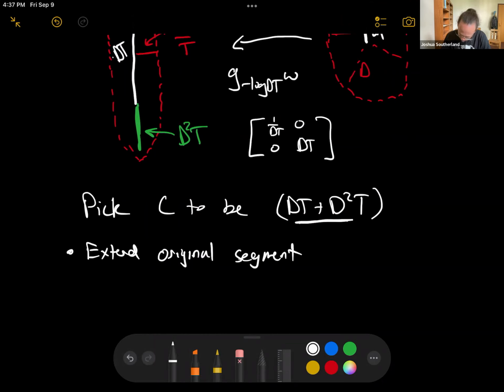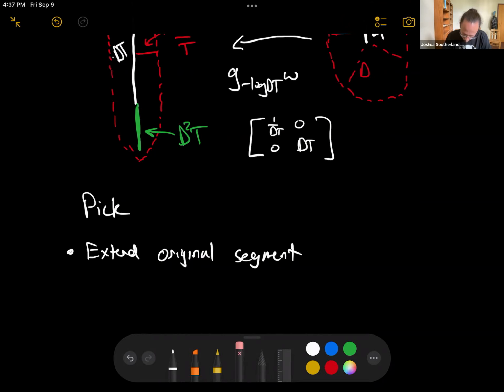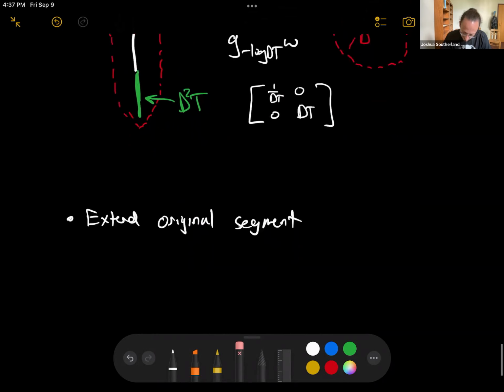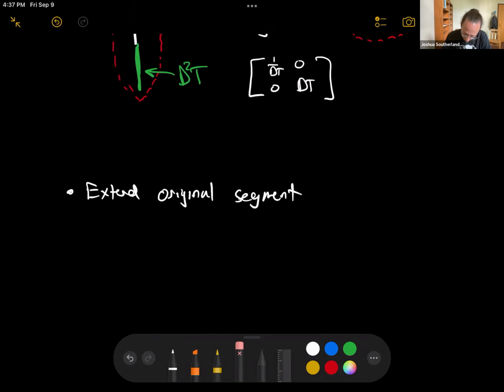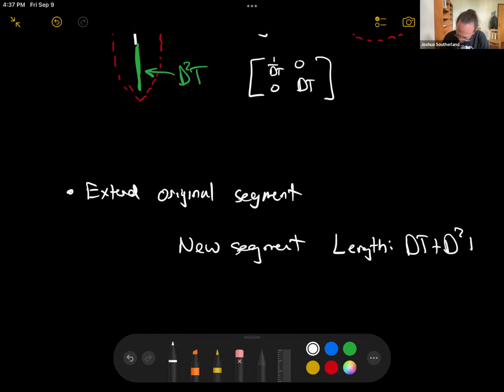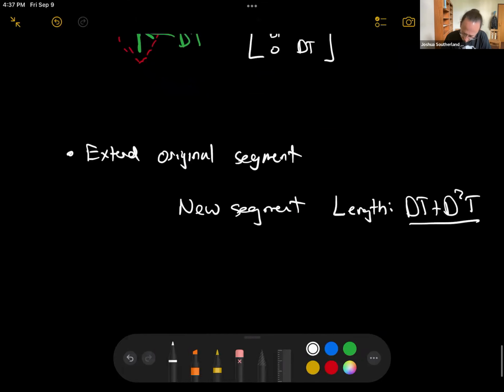And so that's not t or c. Sorry, let me back up. We're just going to extend that original segment. So we have a new segment which has a length dt plus d squared t. Okay, and so just notice that the length of the segment, we could write it as d plus d squared times t.